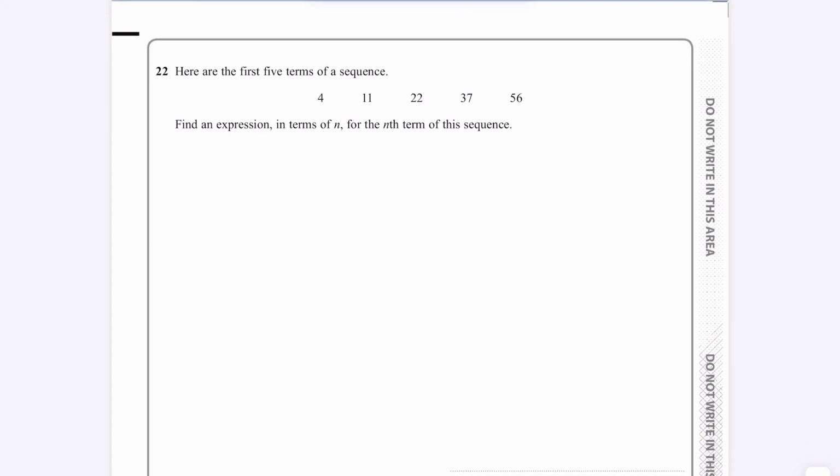Here are the first 5 terms of a sequence. Find an expression in terms of n. Okay, so we have 4, 11, 22, 37. Let's find the difference to see if it's linear. So to go from there to there, we are adding 7. And then to go from there to there, we are adding 15. Sorry, we are adding 11. And then from there to there, we are adding 15. Now that's not linear because they're not going up evenly.